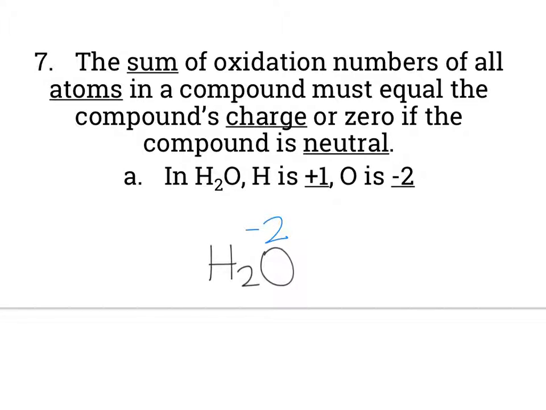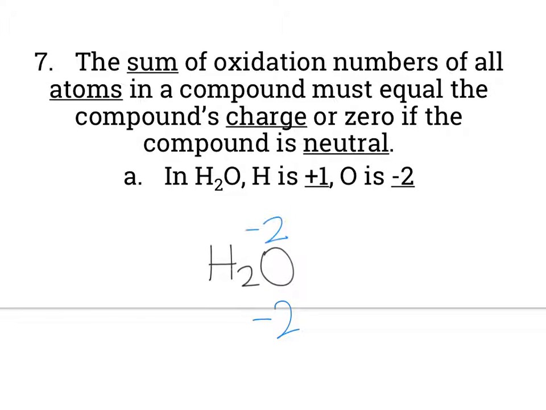Rule 7 helps me figure out the rest. Okay, so does rule 5, but we'll get there. Rule 7 says the sum of all the numbers has to equal the charge. Well, the charge in this case is 0. So basically what I do is I say that, all right, if I have 1 oxygen atom, because there's no subscript, that means that I have a total of 2 negative charges. I need to get that to 0.